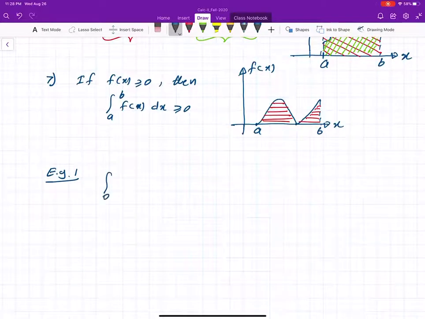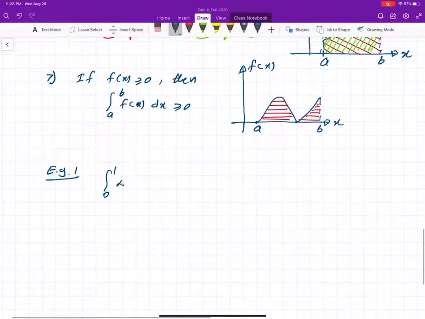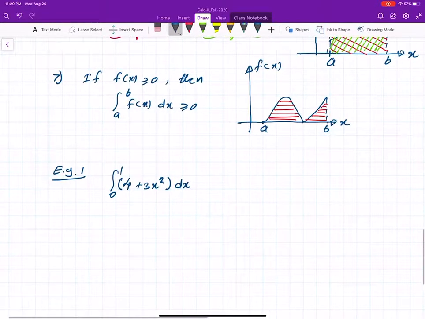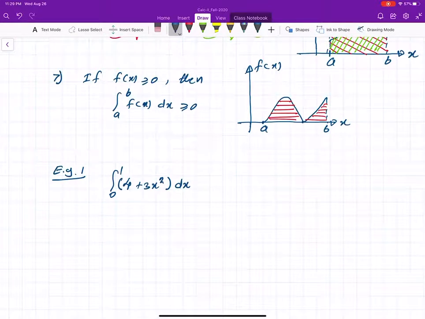Integration from 0 to 1, 4 plus 3x squared dx. All right, now we have to go step by step.